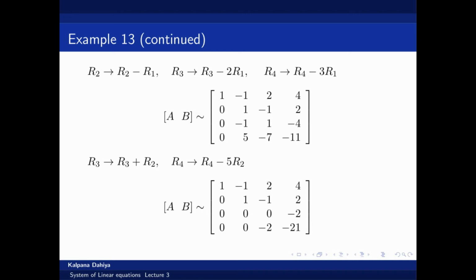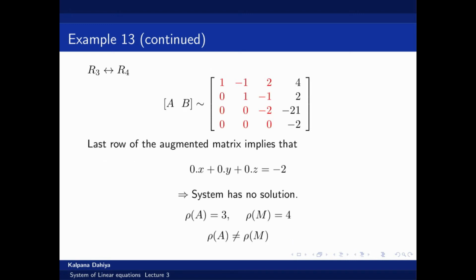So the augmented matrix is now equivalent to the second matrix here. 1, minus 1, 2, 4. Second row is 0, 1, minus 1, 2. Third row is 0, 0, 0, minus 2. And fourth row is 0, 0, minus 2, minus 21. Now I am interchanging third row and the fourth row in the previous matrix.